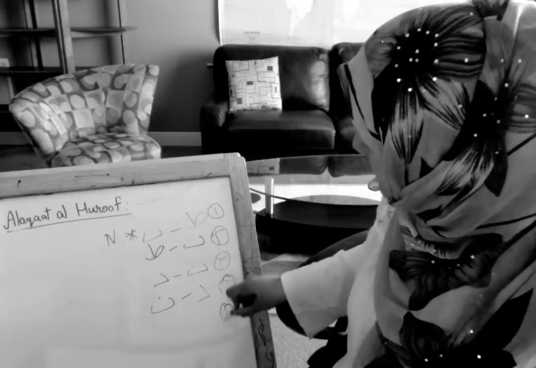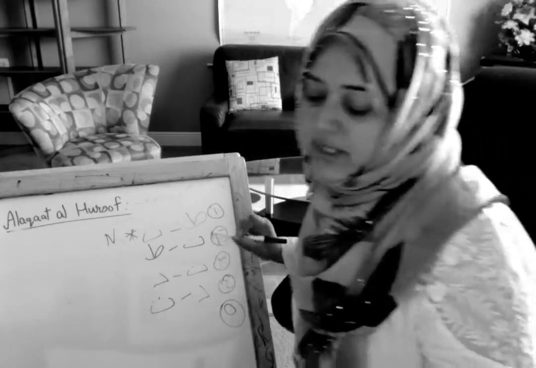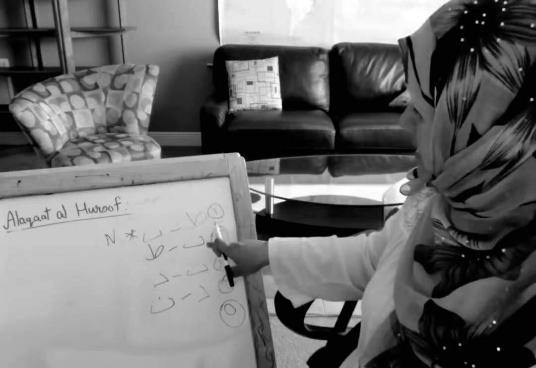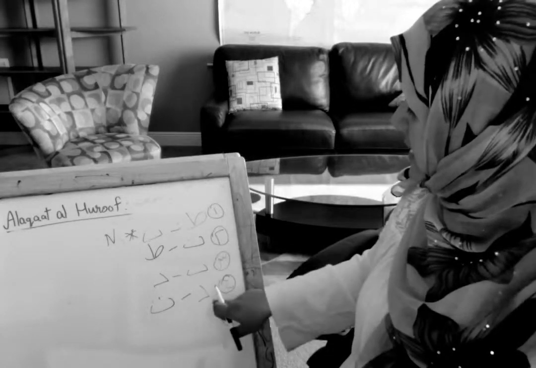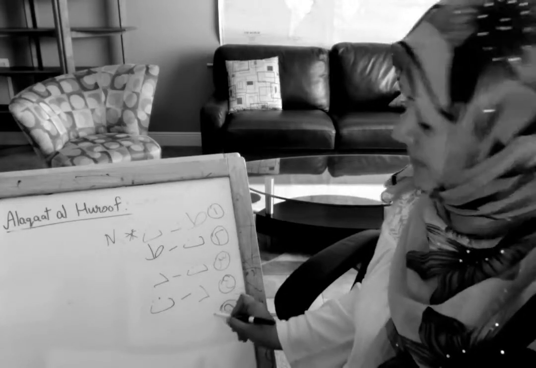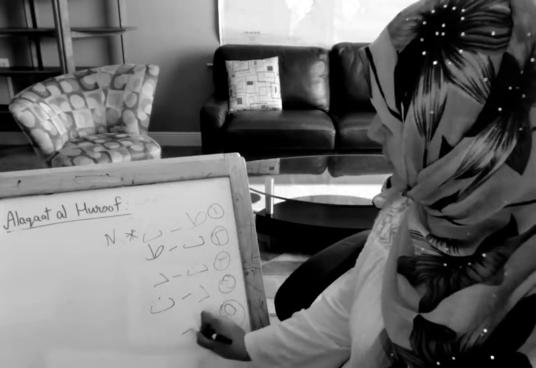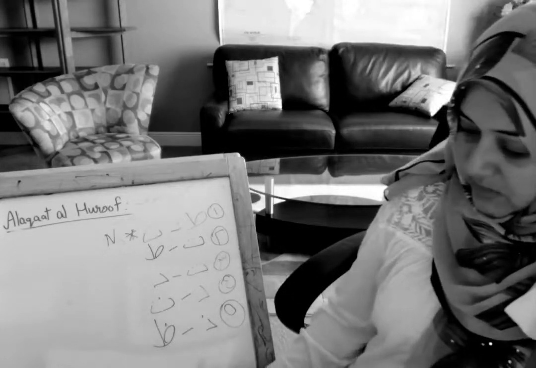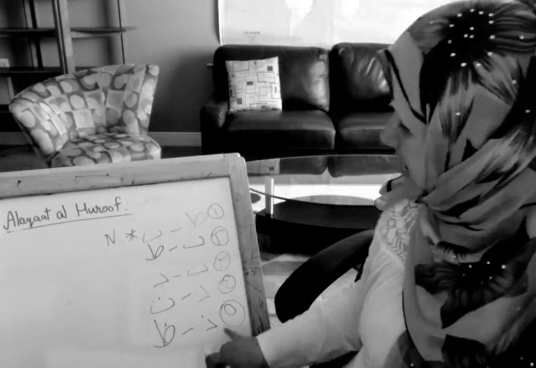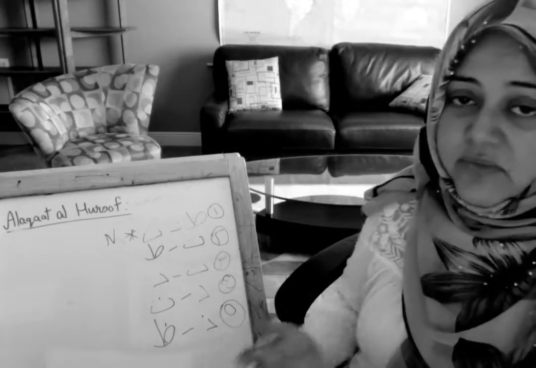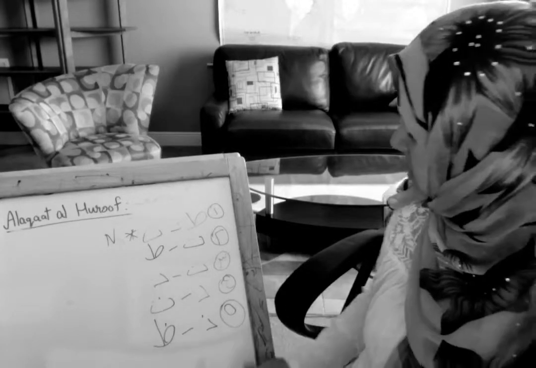Then we said the fifth one was, so we've done ta ta, ta da, da ta. Now we're going to do the dha. And the example for that was idhalamtum. Again, because of completed idgham, you're just doing the dha.